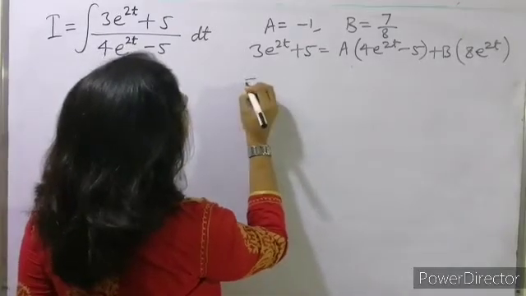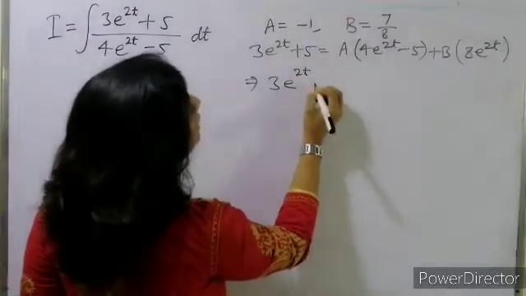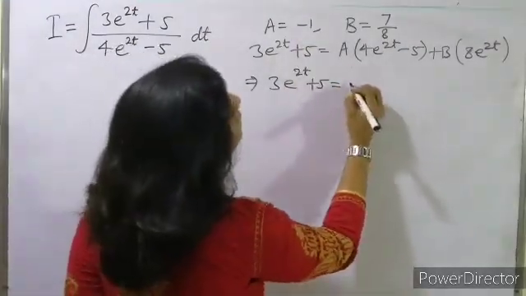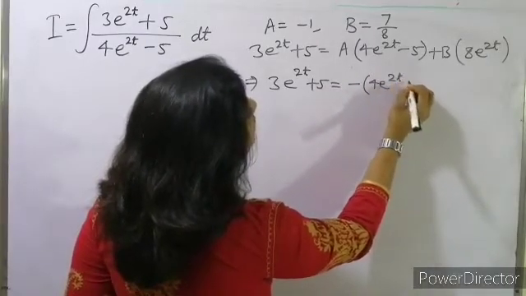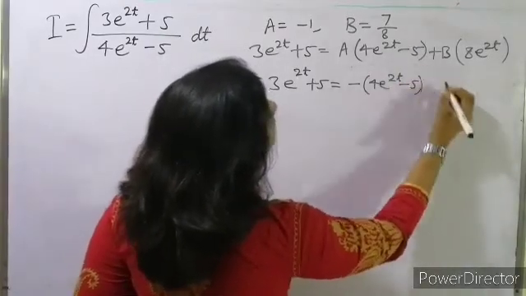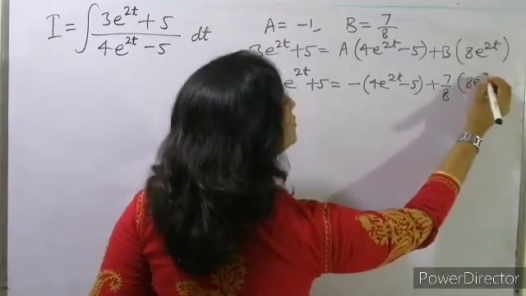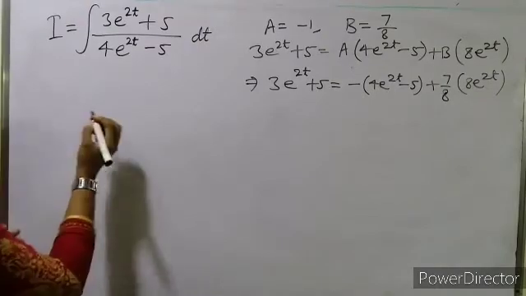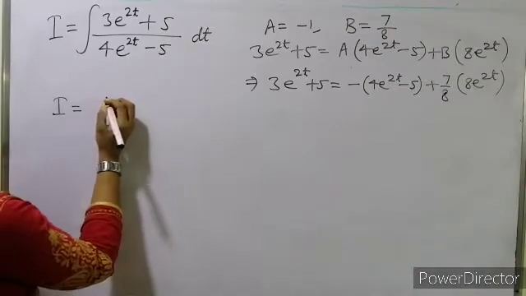What value will we get? 3e to the power 2t plus 5 equal to, A is minus 1, so minus 4e to the power 2t minus 5, and the value of b is 7 upon 8, so 7 upon 8 into 8e to the power 2t. Okay. So now, by putting this value, what value will we get?